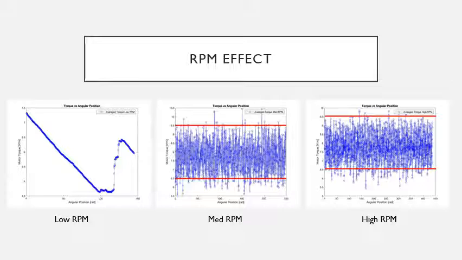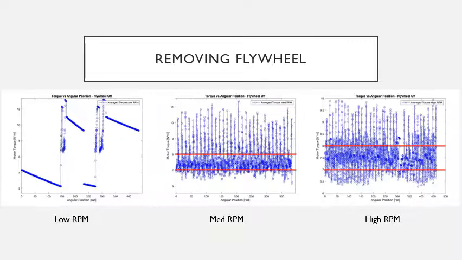The motor has a fixed power output, so at lower RPM there will be a larger torque for the same power, and at higher RPM there will be a lower torque. The theory here seems to be supported by the data shown in the graphs.